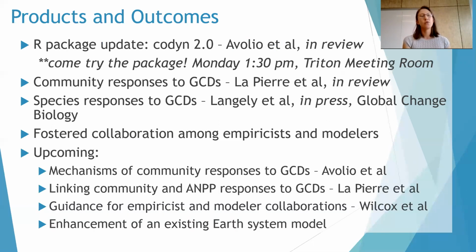And then coming up, we're about to have our last meeting of our working group at the end of October, where we plan to continue working on several different products that we have in prep. So one is looking at mechanisms of community responses to global change drivers. Another is linking these community and ANPP responses to these various global change factors. And a third is an outline for how empiricists and modelers could better collaborate together in the future.